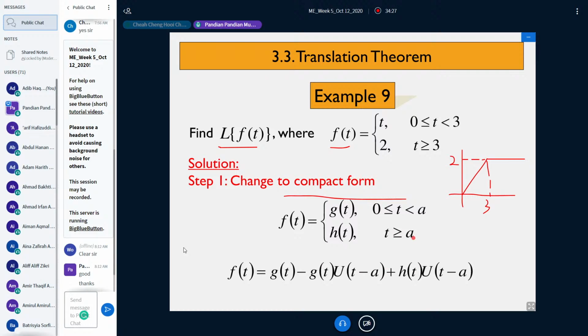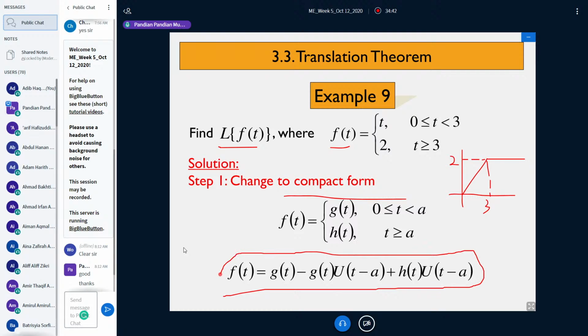T greater than or equal to a. This is 3. So now f(t) equals g(t) minus g(t) u(t minus a) plus h(t) u(t minus a). So this is the compact form. Now you fill up the values.